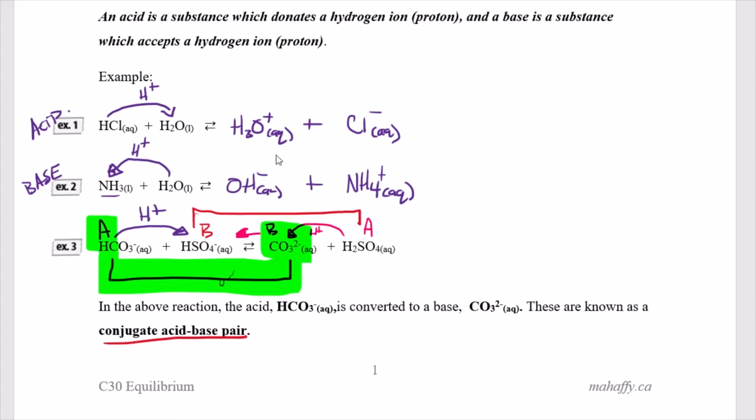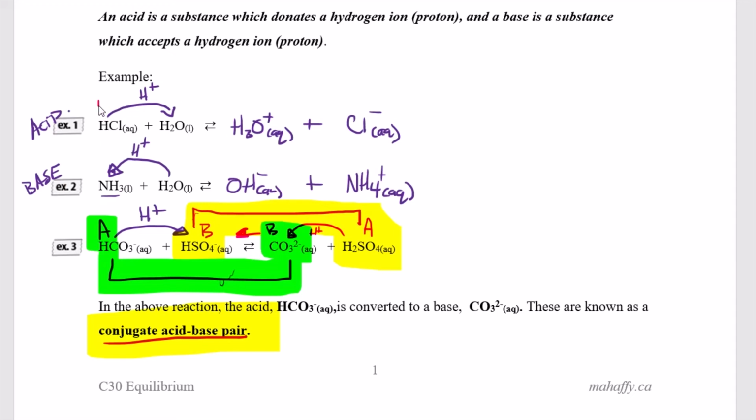And so notice that from this first conjugate acid-base pair, the acid turned into a base. And for the second pair, this base turned into an acid. And that will always be true. You will always have conjugate acid-base pairs in a reaction like this. The acid always turns into a base, the base always turns into an acid. So we could go back and label my top two the same way.